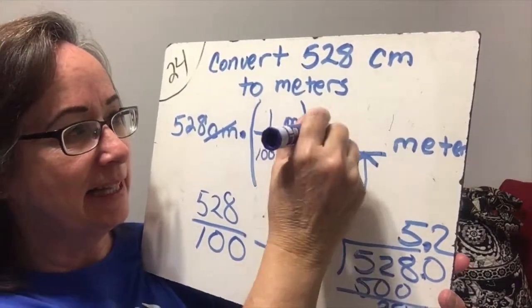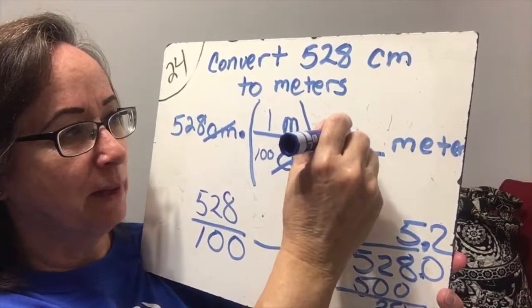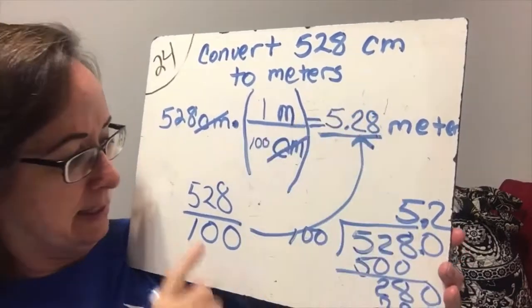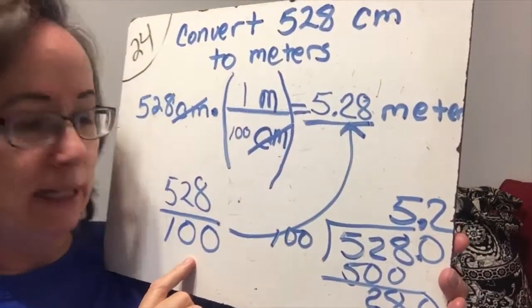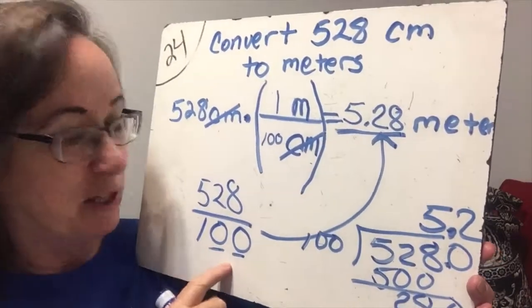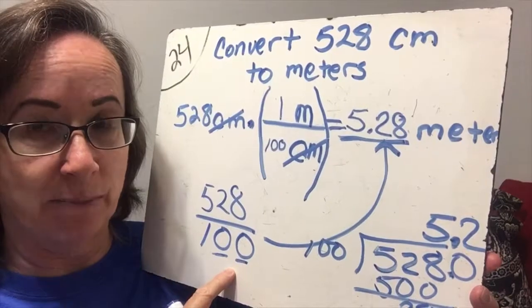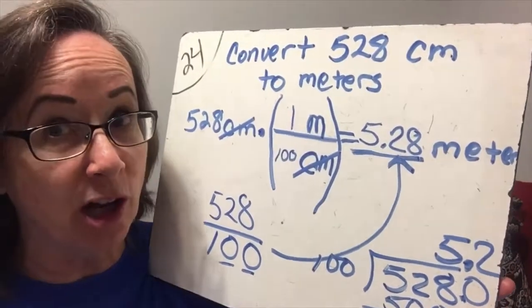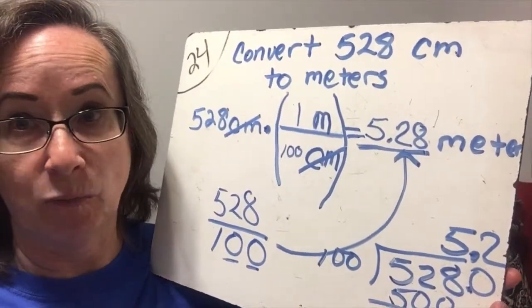5.28 is the answer. But the quick way to do that is just say, oh, when I divide by 100, I move the decimal 2 places to the left because my number is getting smaller. I'm dividing it by 100.